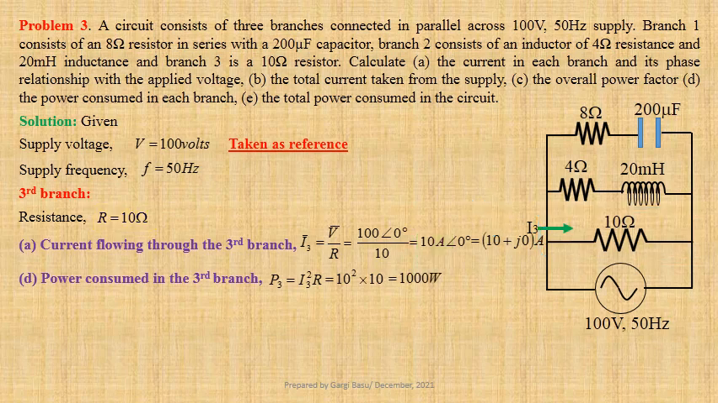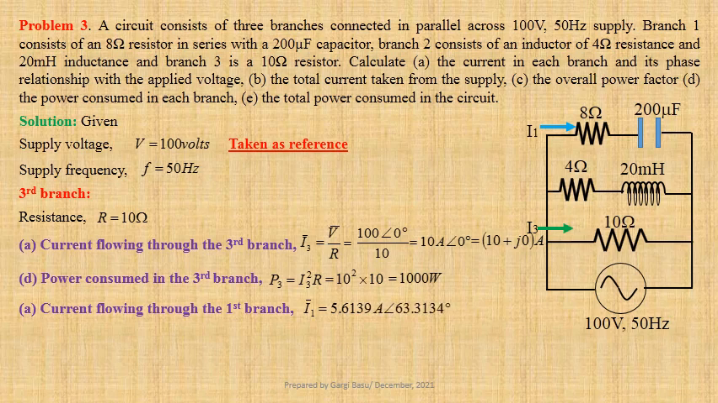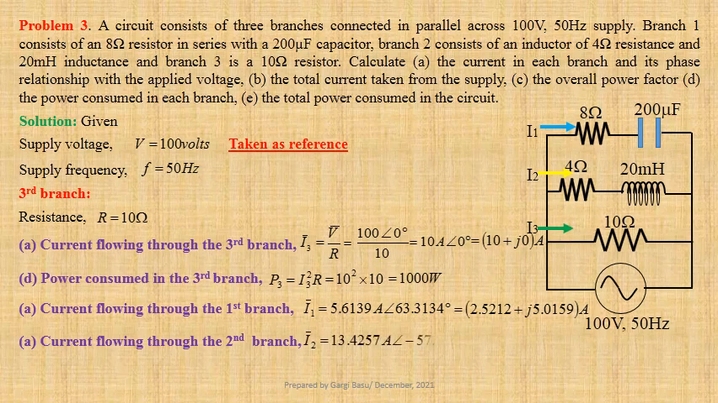We have already computed current flowing through the first branch. I1 equals 5.6139 ampere at an angle 63.3134 degree. This may be written in Cartesian form as 2.5212 plus j5.0159 ampere. And current flowing through the second branch, I2 equals 13.4257 ampere at an angle minus 57.5184 degree. This may be written in Cartesian form as 7.21 minus j11.3255 ampere.